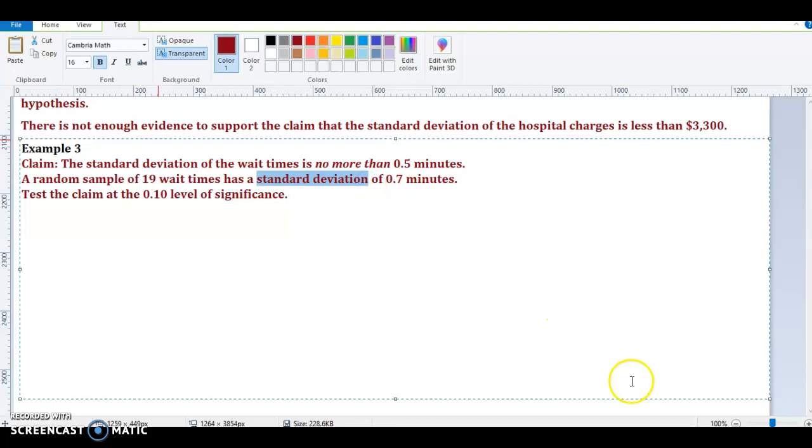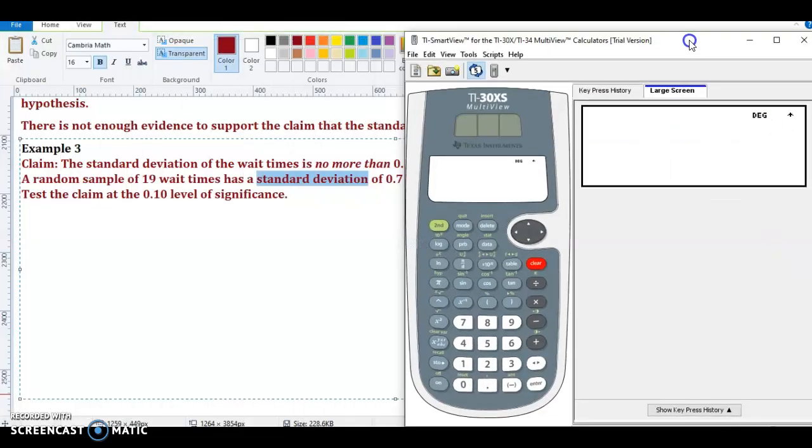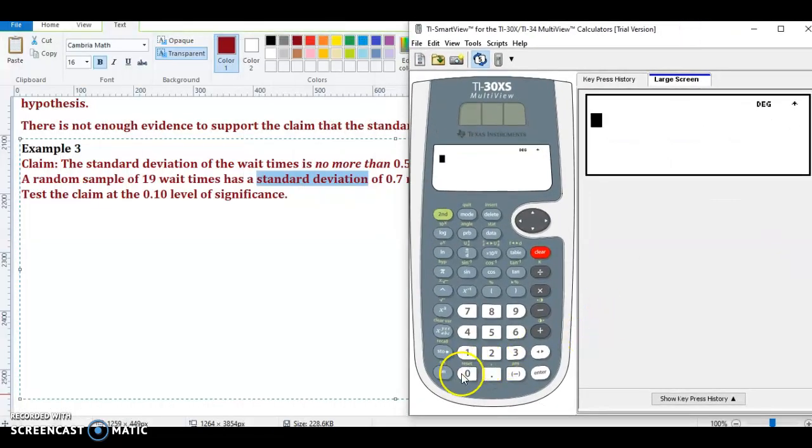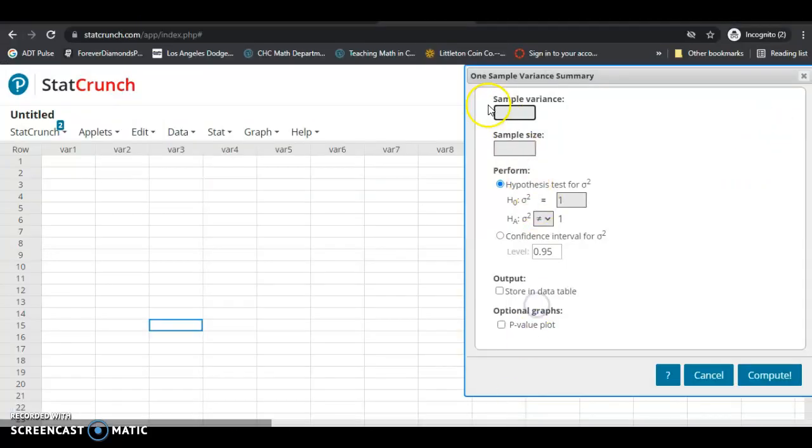Okay, so you can do one of two things, right? You can literally go to a handheld calculator and type in 0.7 to the second power to get the sample variance, which is 0.49. So in other words, we have to do that because if you type in 0.7, you're going to get an incorrect result. The 0.7 is the standard deviation of the sample, not the variance.